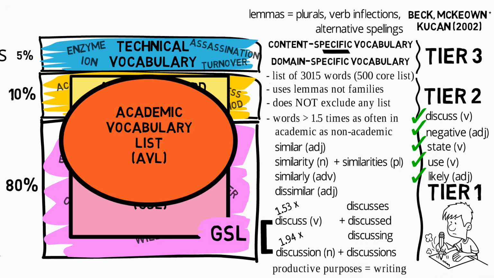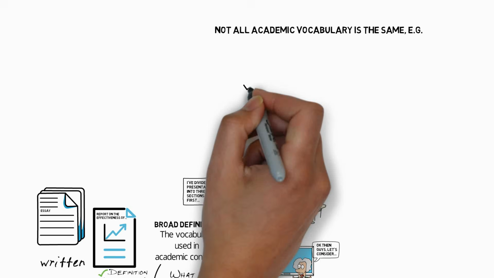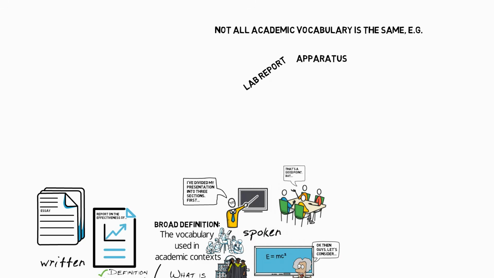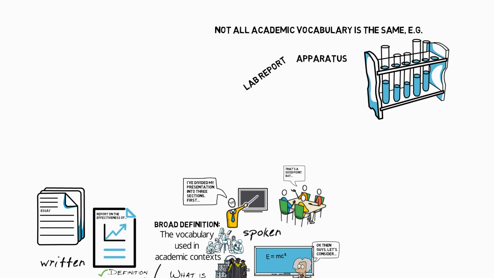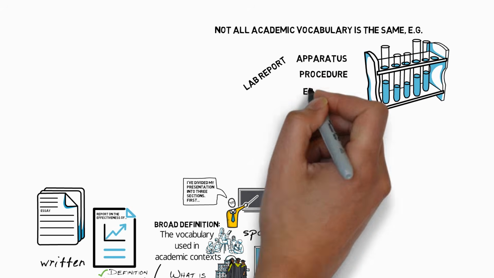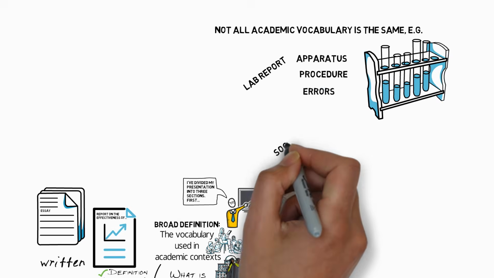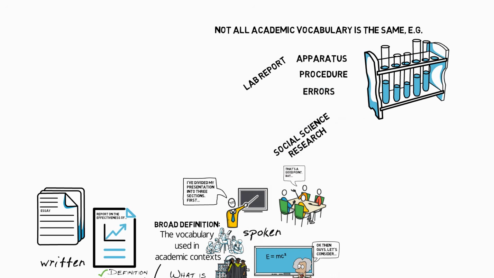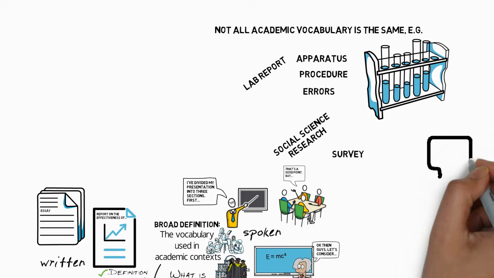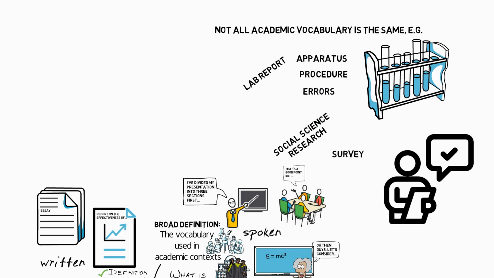Now we've been considering academic non-technical vocabulary which is used across a range of subjects. But the fact is not all academic vocabulary is the same. For example, if we're writing a laboratory report, we're going to be writing about the apparatus, or the procedure, or the errors in the experiment. On the other hand, if we're conducting social science research, we won't be using those words.